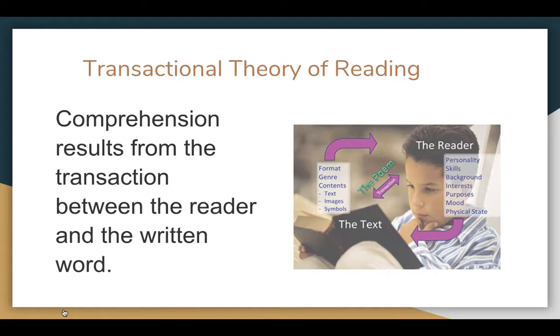The foundation of the transactional reading theory is that when it comes to reading comprehension, the printed word is important, but so is the knowledge and the experience that the reader brings to the process of making meaning. So the text is one part of it, but the student and the student's experiences is another. Rosenblatt believed that comprehension resulted from the transaction between the reader and the written word, and that's how we made meaning.